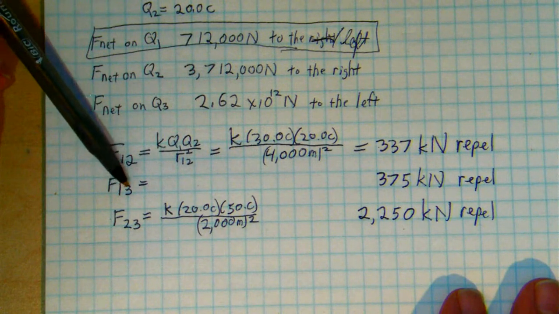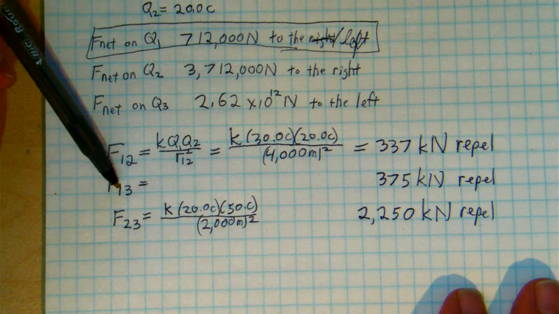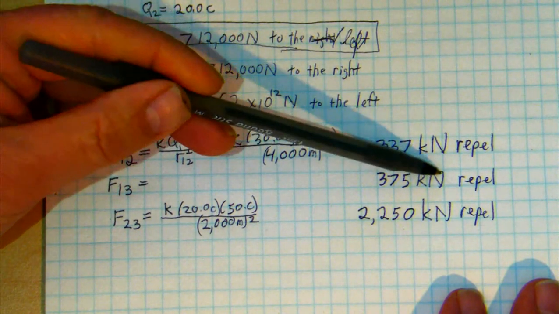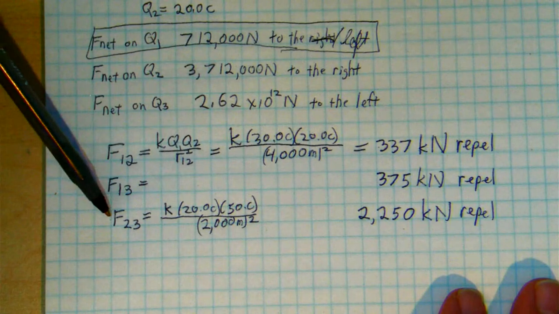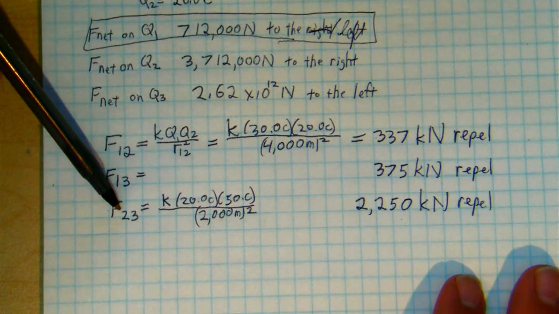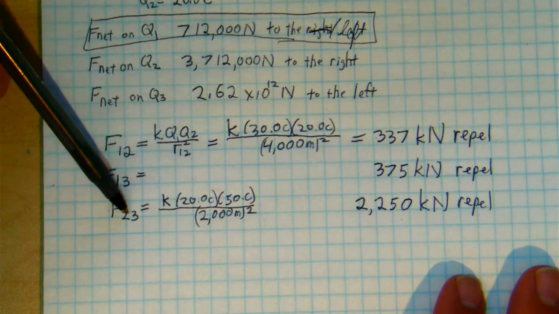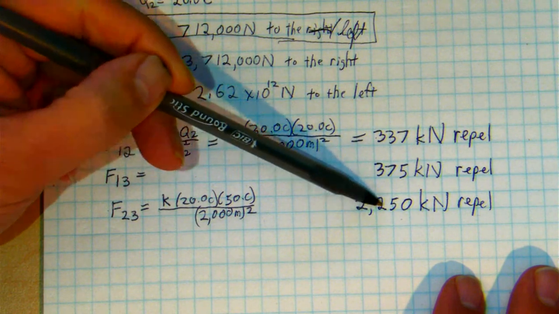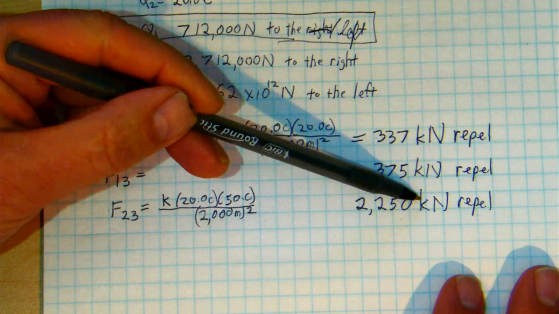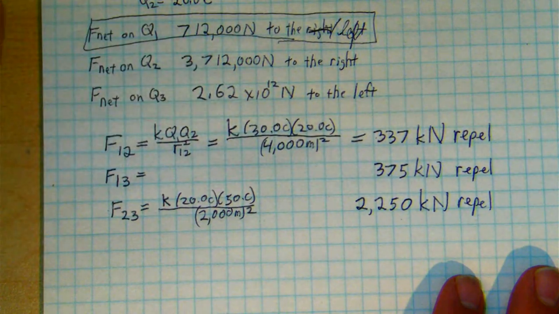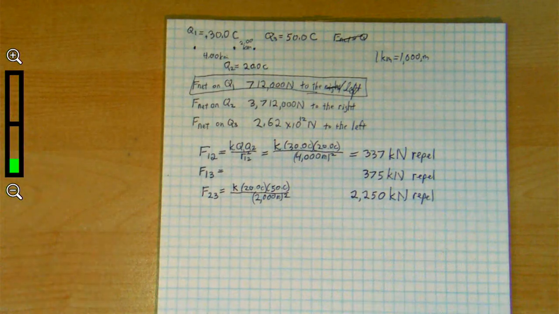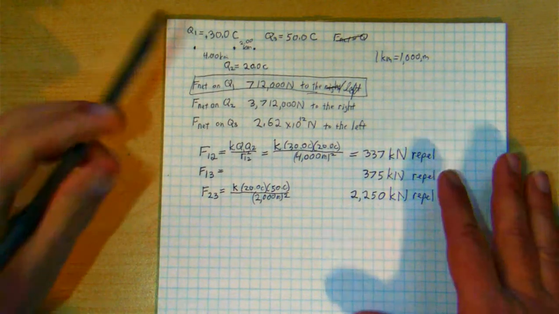The force of repulsion between charges Q1 and Q3, I get 375 kilonewtons. The force of repulsion between charges 2 and 3, I get 2,250,000 newtons. Now, what do I do with these three sets of numbers? It depends on my point of view.